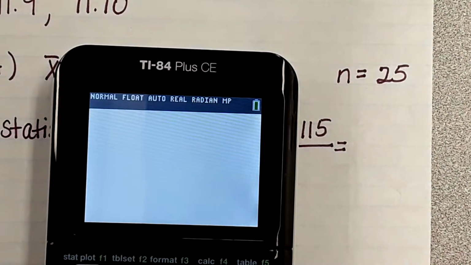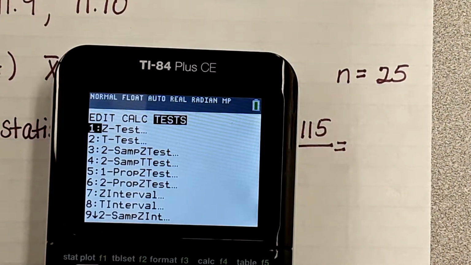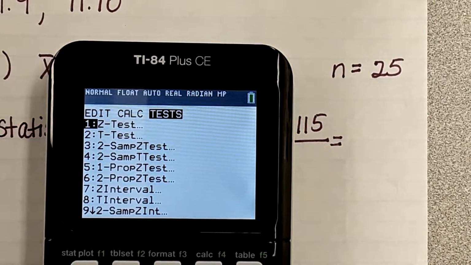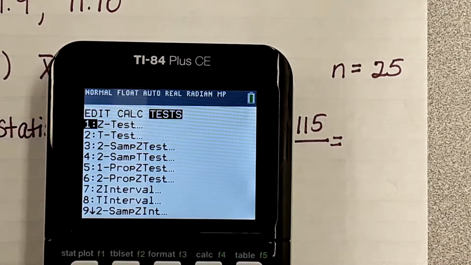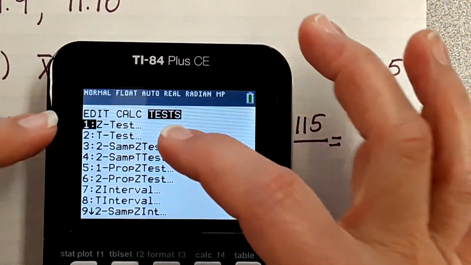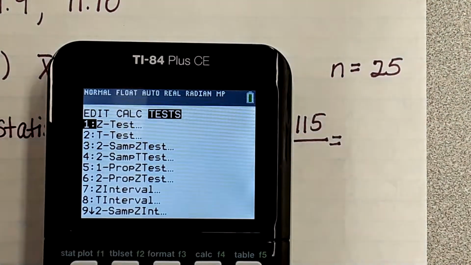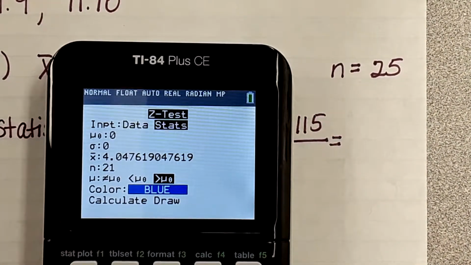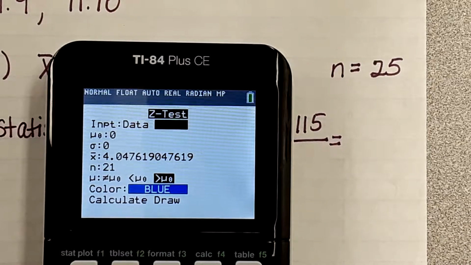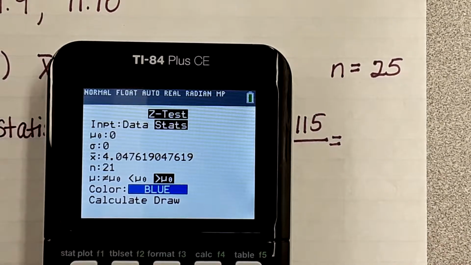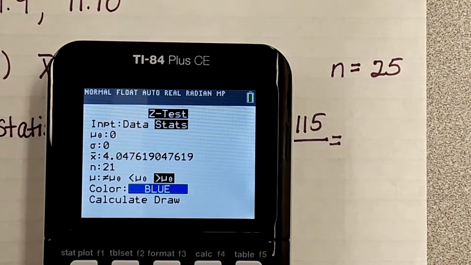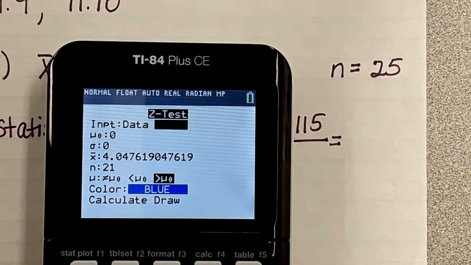Now, we're going to go to stat over to test. And we have a one sample z-test. How do we know that? Because that's what they said. So we're going to hit enter. Just like confidence intervals, they're going to ask us, do we know data or do we know stats? Okay, so data is something that we've entered into a list. Did we enter anything into a list? So we know stats, and we're going to hit enter.